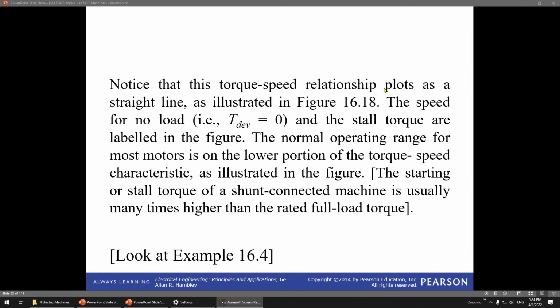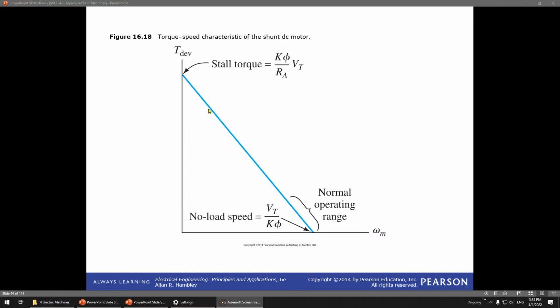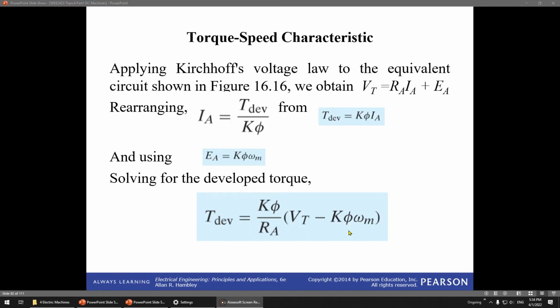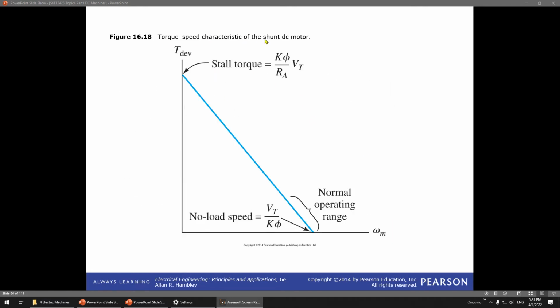Notice that the torque speed relationship is plotted as a straight line, as illustrated in figure 18. If you look at this equation again, this is T. This part is a constant, and this is also a constant, but this is a variable, WM, the speed. So this is a linear equation, y equals mx plus c, and this is the c part. That's why it becomes the torque speed characteristic of a shunt DC motor. When the speed is 0, it means that the motor is stalled.